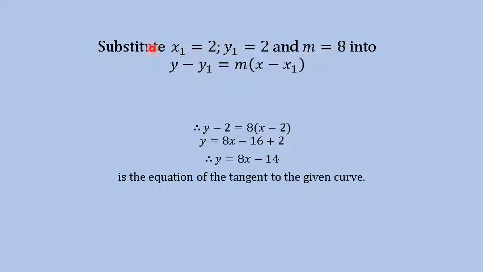Now we have the value of x and the value of y. So it means we are going to substitute the value of x1, y1 and m into y minus y1 equals m into x minus x1. Remember, this is the equation of a straight line. You can even use y equals mx plus c, but you're still going to get the same answer. Therefore, we have y minus 2 equals 8 into x minus 2. y equals 8x minus 16 plus 2. Therefore, y equals 8x minus 14. This is the equation of the tangent to the curve.